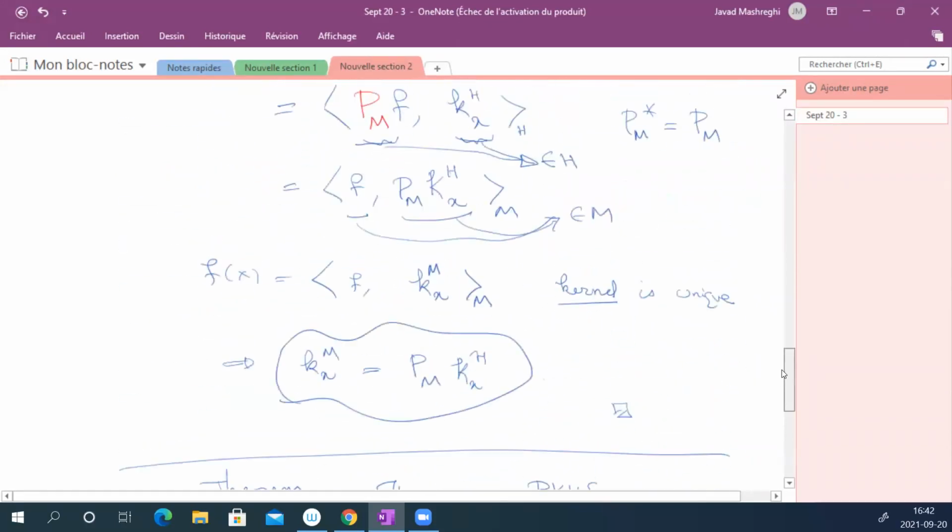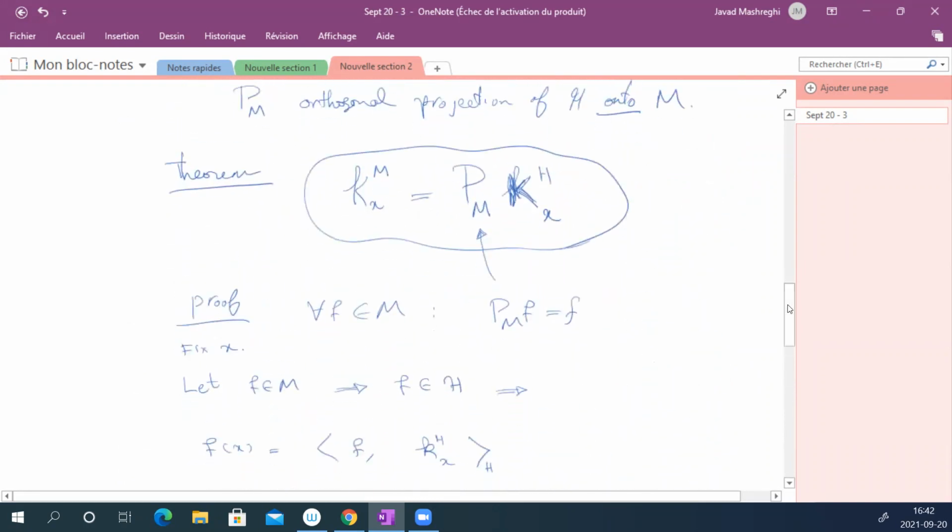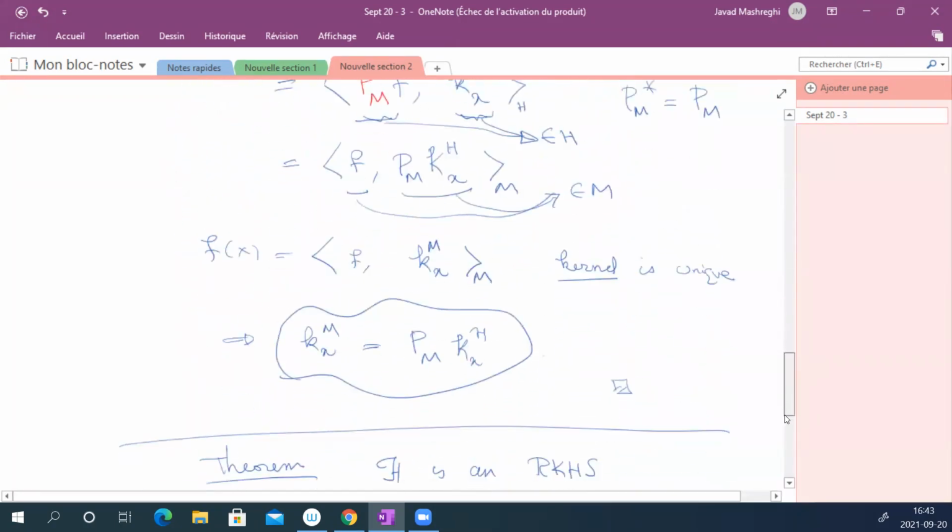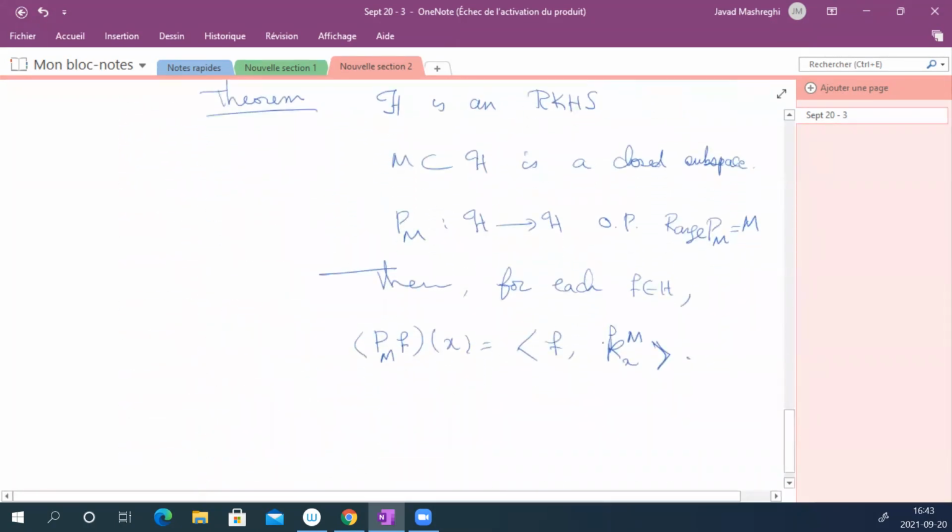So compare this theorem with the previous one. You need to have a piece of information. If you have the projection in advance, if PM is given and you know it, then you can use this formula to obtain a relation between the kernels. From the kernel K^H, you can find the kernel K^M. If not, if you have the kernels like the one we did before, you can use this formula to obtain a formula for PM. So any piece of information from one side gives you the other side.